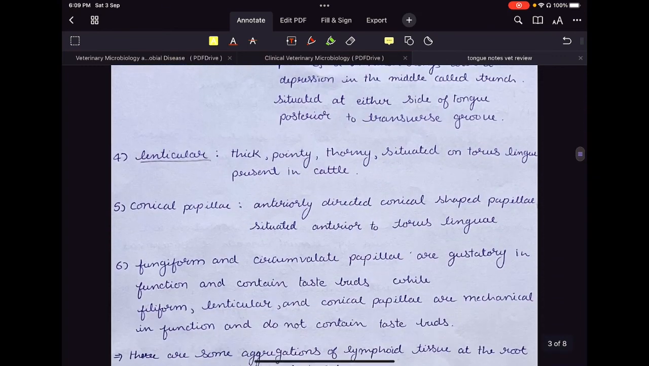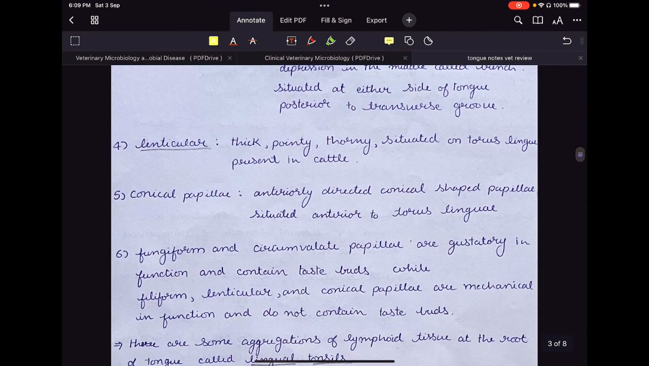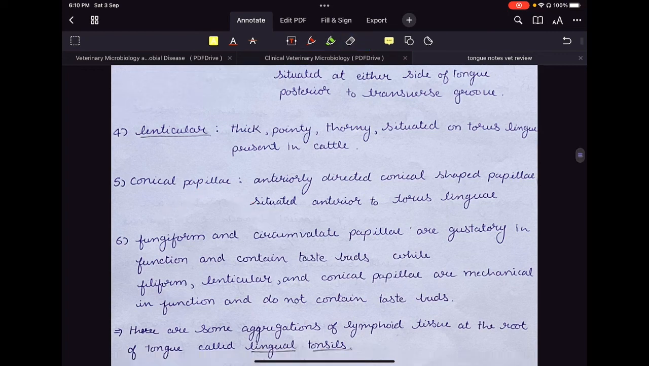Now the last one is conical papillae. They are also mechanical papillae, just like the lenticular papillae, and they are anteriorly directed. The difference between conical and filiform is that filiform papillae were directed backward and present anterior to the torus linguae. Conical papillae are anteriorly directed. The position is the same, but the direction is different, and both are mechanical.